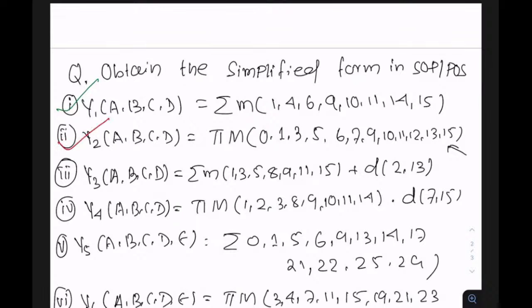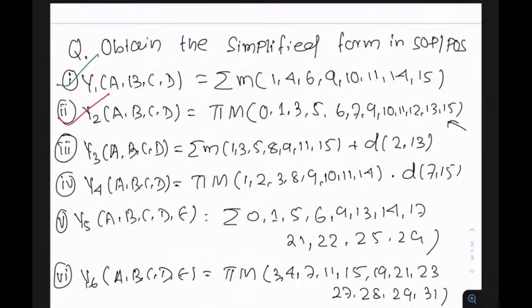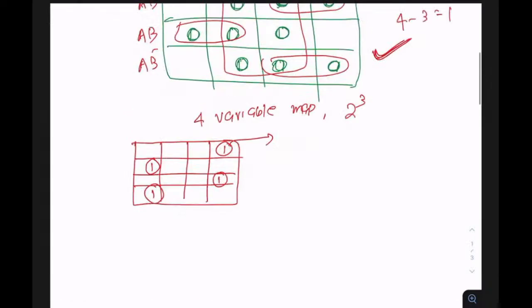Now, let's see the third category. Here, intentionally, the questions I have given are don't care combinations. See this Y3. Tell me, what is the answer of this Y3? 1, 3, 5, 8, 9, 11, 15, and don't care 2 and 13. The second question is again with respect to don't care, but here it is given with respect to max terms.